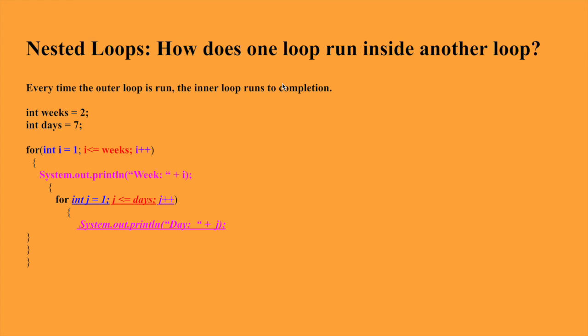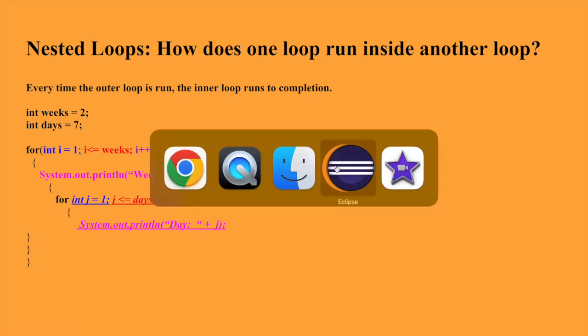Here's a pretty good and relatively concrete example of a nested loop, taken from programiz.com. It establishes a day and week counter for a 2-week period, printing the week number and then numbering its days afterward. As you can see, it's a for loop with a printout, and inside that we have another for loop with another printout. I wrote that in Eclipse, so I'll go to it now.